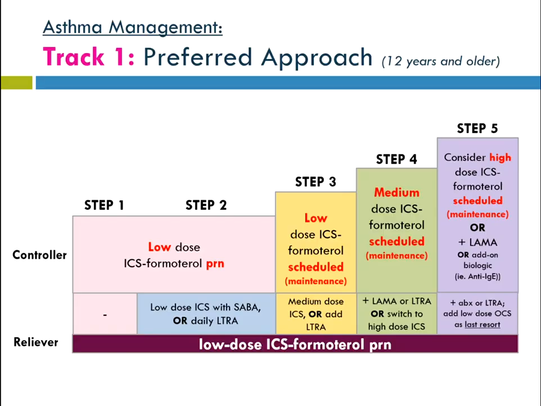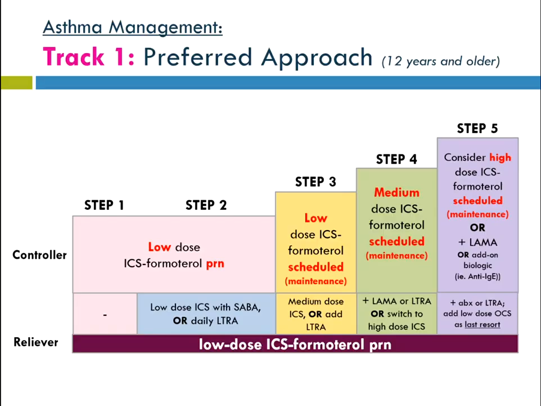The second line here is an alternative option that is still preferred. That's going to be your secondary and/or add-on option. Okay? Tomorrow we'll talk about when would we consider to add or switch or choose those options instead. Okay? So all the colored boxes at the top are our controller inhalers. At the bottom we have reliever, and as you see, a low dose ICS plus formoterol PRN.